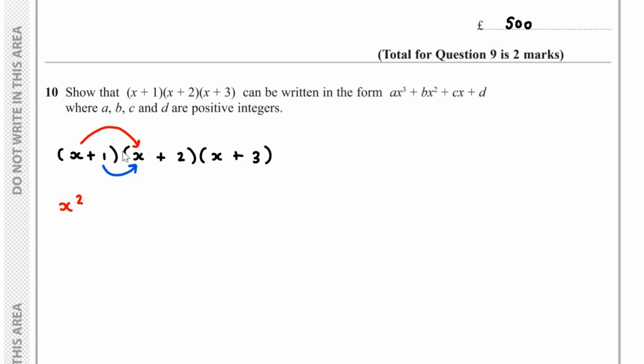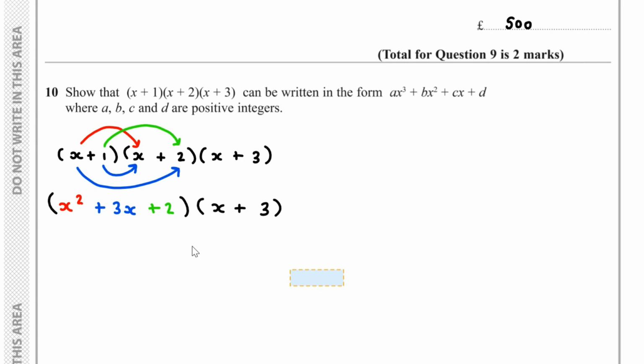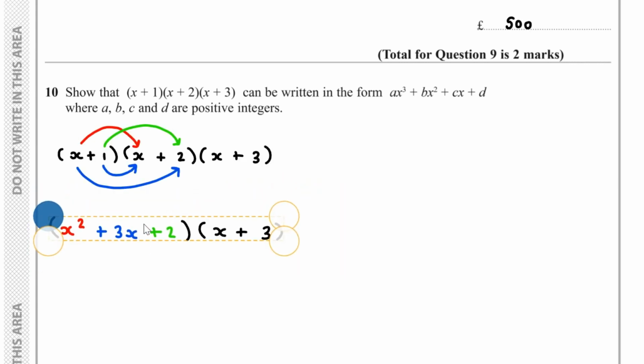and we've also got another 2x, so that gives us 3x. And then we've got 1 multiplied by 2, which is 2. So we've got x squared plus 3x plus 2, lots of x plus 3, which we now need to expand. So now let's take a look at expanding this.